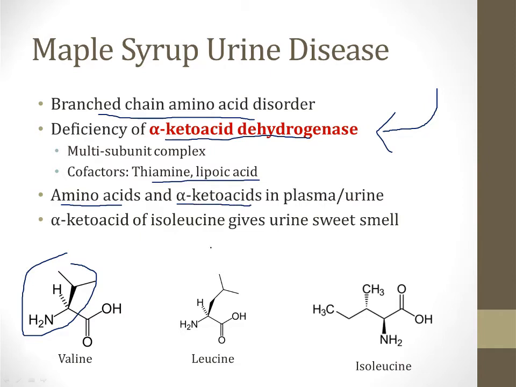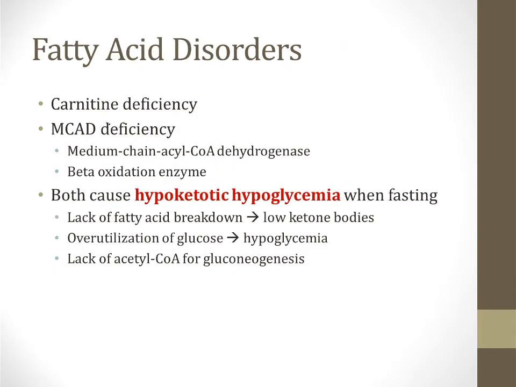And the alpha keto acid of isoleucine gives urine a sweet smell. It also gives the earwax and the sweat a sweet smell. And this is often the tip-off that the question is describing maple syrup urine disease. Now let's talk about fatty acid disorders. I discussed these disorders in greater detail in the video on fatty acids, but in this video I'll focus on how to recognize one of these disorders and distinguish it from other metabolic disorders in a newborn baby.